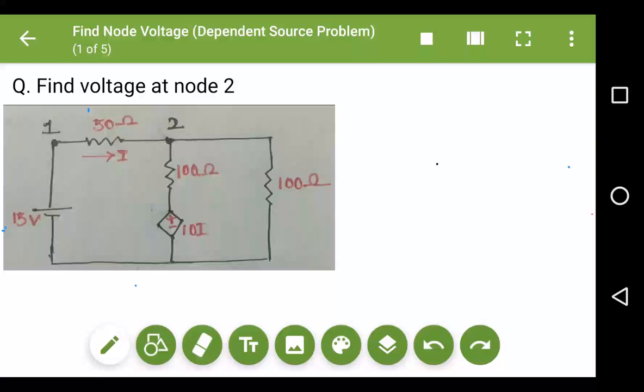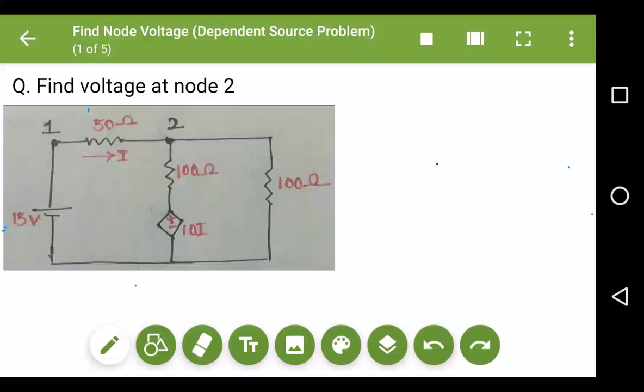Hello friends, welcome to our channel. Today we are going to see how to find a voltage at a given node, at a given point for a given circuit. This is a very typical and very important problem which is often asked in your examination. So let's begin.